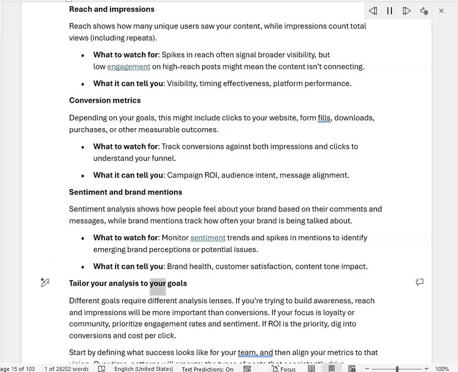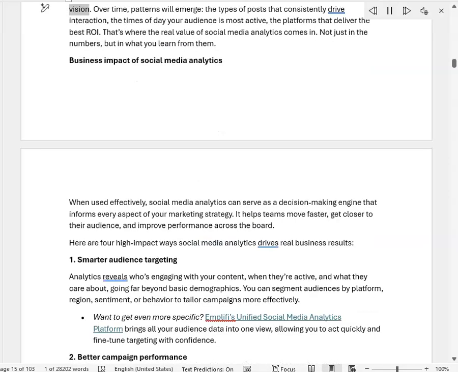Tailor your analysis to your goals. Different goals require different analysis lenses. If you're trying to build awareness, reach and impressions will be more important than conversions. If your focus is loyalty or community, prioritize engagement rates and sentiment. If ROI is the priority, dig into conversions and cost per click. Start by defining what success looks like for your team, and then align your metrics to that vision.